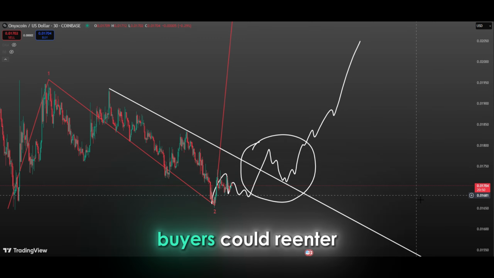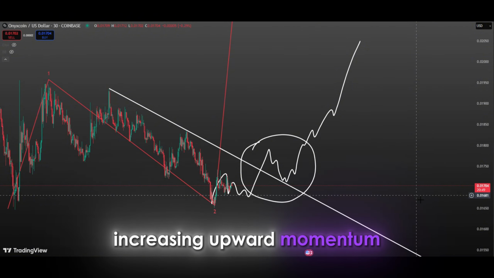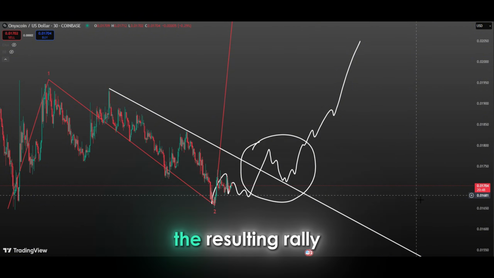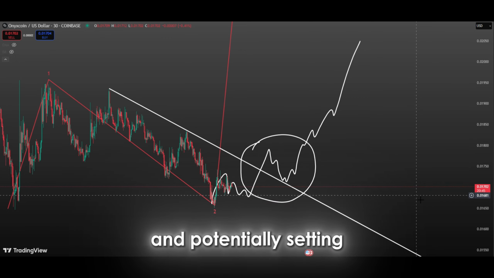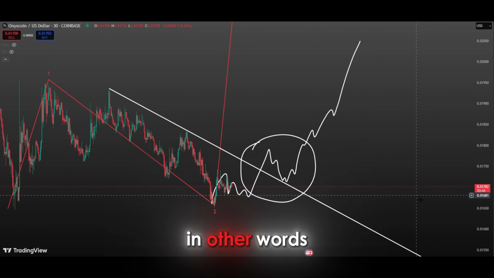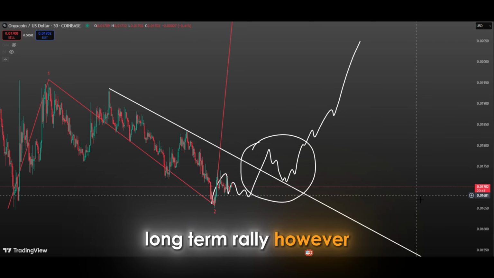Buyers could re-enter the market more aggressively, increasing upward momentum. The resulting rally could lead to the price surpassing previous highs and potentially setting new all-time records. In other words, a break above this trend line may not just be a short-term development. It could mark the beginning of a historic long-term rally.